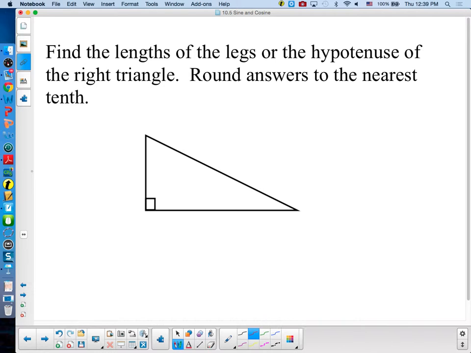Let's put the angle as 29 degrees. Let's try and find the hypotenuse this time. And this side is 12 inches.